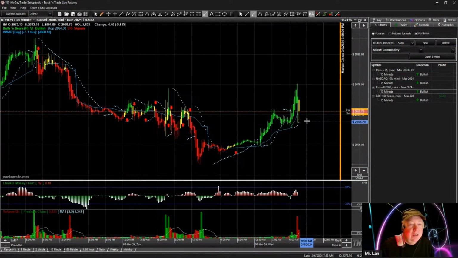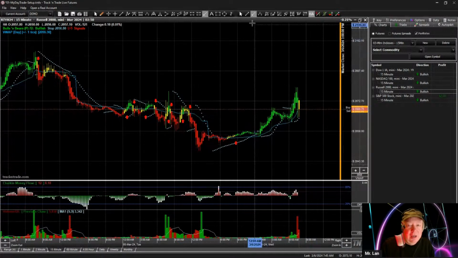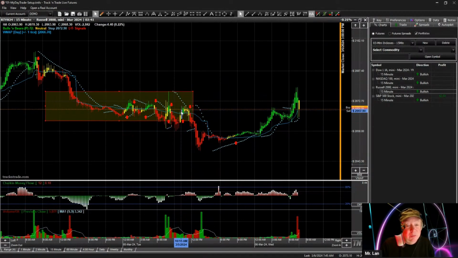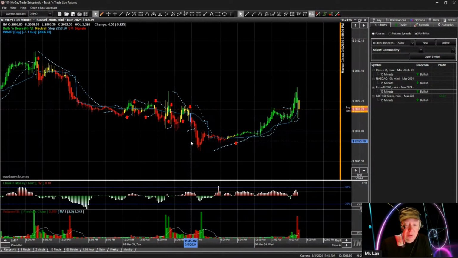Same thing here on the Russell. Russell's getting ready. Oh, it had a little bit of nervousness yesterday. That was an ugly market. Remember, we tried to trade that a little bit yesterday, and that thing was impossible to make money on. It just did not go anywhere.